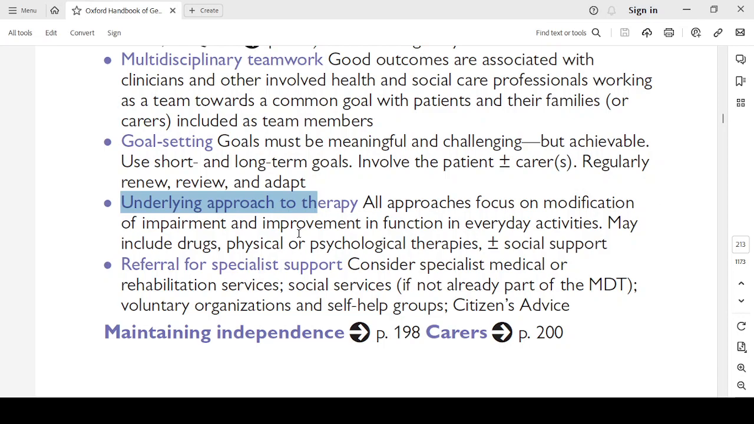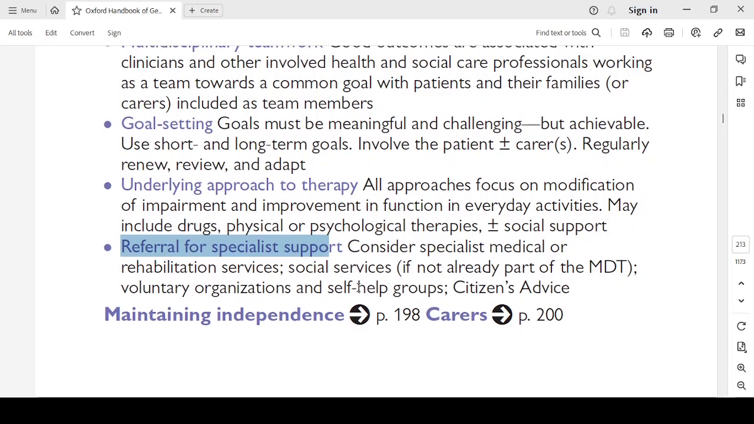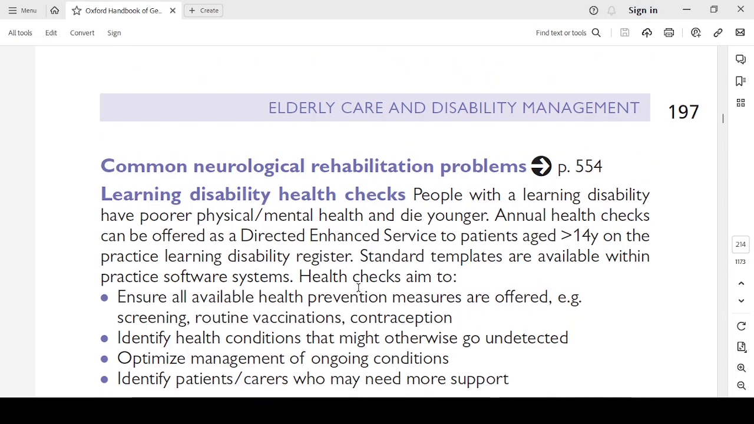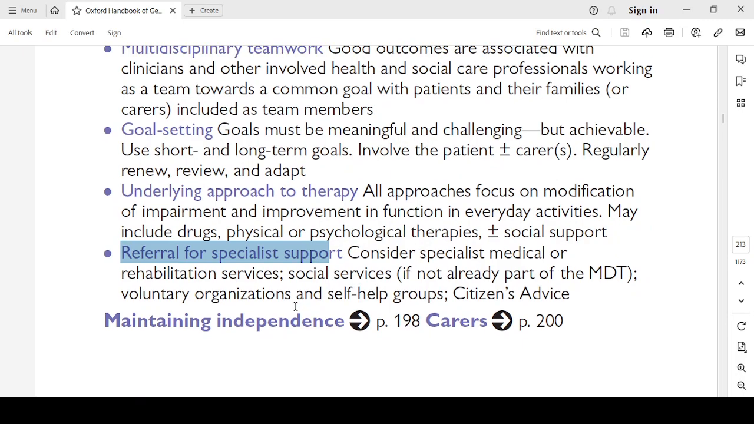This may include drugs, physical and psychological therapies, plus social support. Referral for specialist support: consider specialist medical or rehabilitation services, social services if not already a part of the MDT, voluntary organizations, and self help groups. Citizens' advice. Maintaining independence.